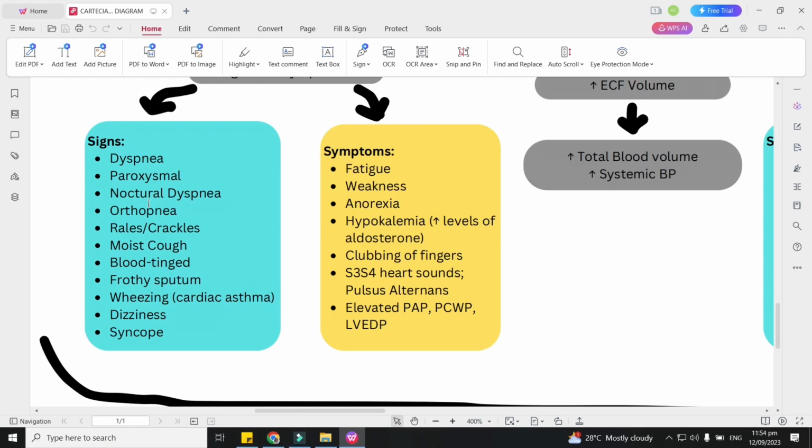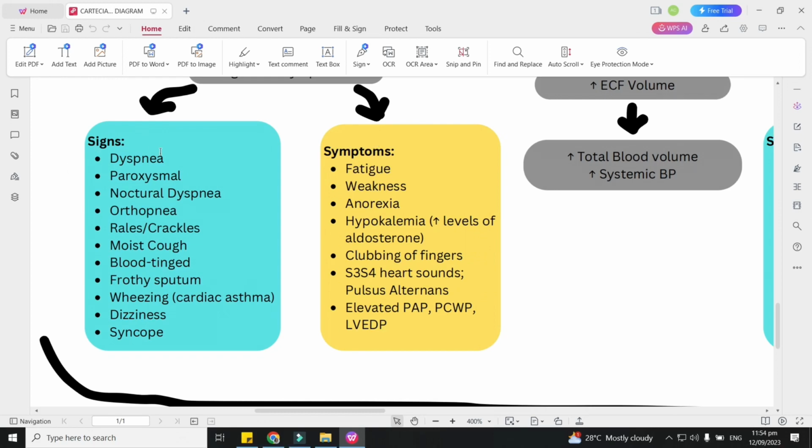Signs is for the patient, on the patient side. How can they see, or the manifestation of the disease on the patient himself? While when we say symptoms, it is the manifestation of a disease that a physician or the doctor or the clinical healthcare workers having the clinical eye perceives.